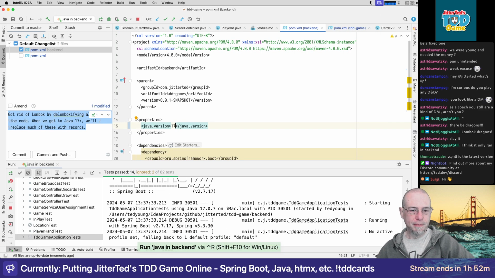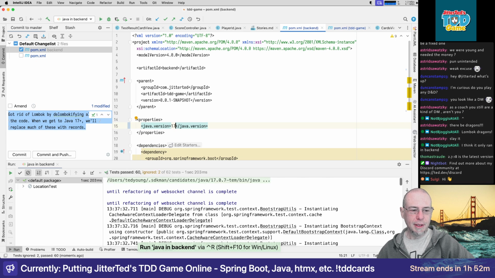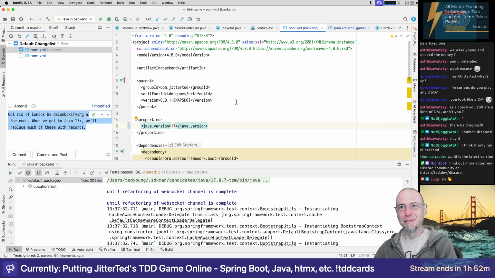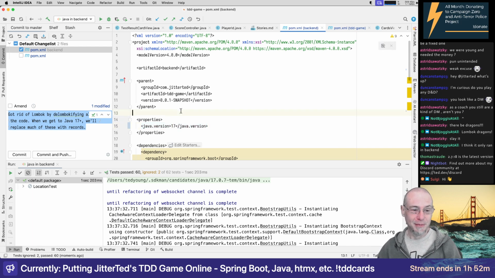Hey, Suiji. We're at the not fun part of migrating the code from Spring Boot 2.3 and Java 15 to more recent versions. You missed the fun with delombokifying, though.